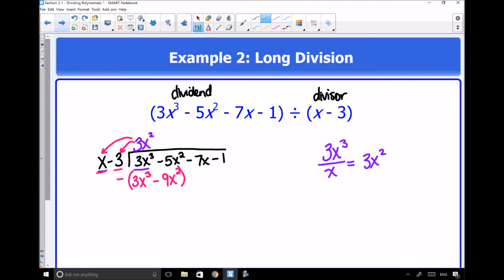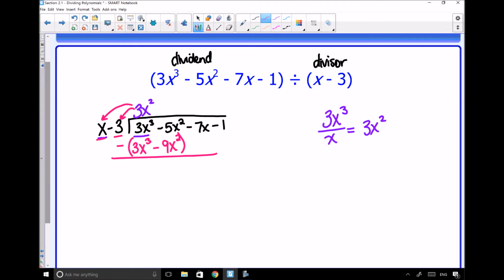Okay, so let's go ahead and do our subtraction right here. Now, every time we do our division, our first term that we subtract right here should cancel out. So 3x cubed minus 3x cubed does cancel out. I get nothing. And here, negative 5x squared minus negative 9x squared would give me 4x squared. Okay, and then I have to bring down this minus 7x. And if you want to, you can bring down the minus 1, it's up to you. I just bring down one term, but you can bring down the whole entire expression if you want.